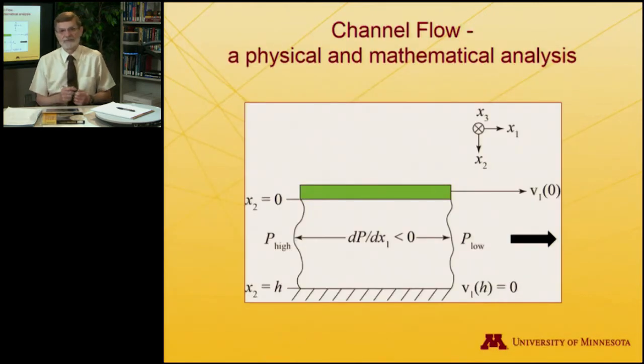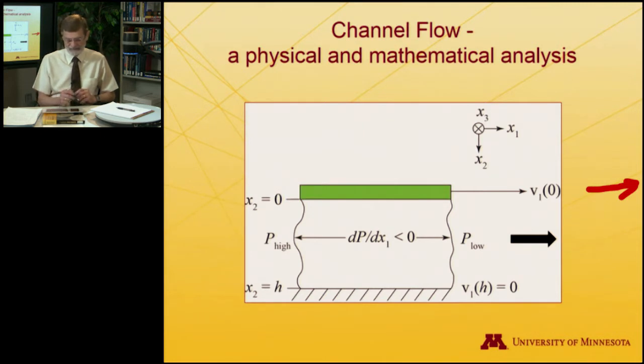Okay, so we want to set up the pipe flow problem, or the channel flow problem, and talk about physically what's happening, and then talk about how we can set up some equations to describe this physical situation. I've shown in this figure basically two driving forces for making the fluid move. There's a plate being pulled across the top from left to right at some velocity that I've called V1 0.